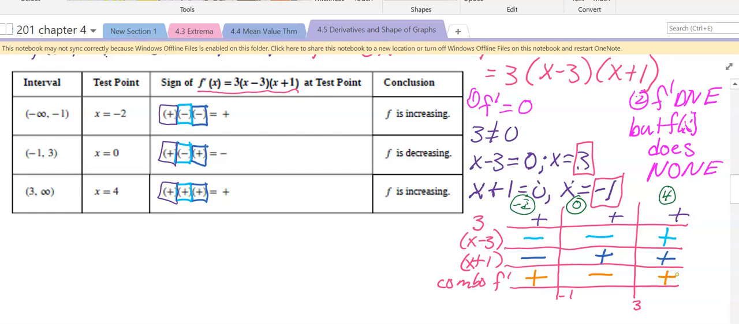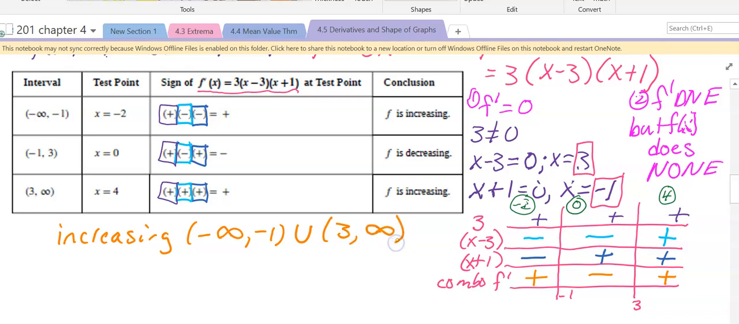This tells me that it will be increasing, or going uphill, over the following intervals, from -infinity up to -1, and again from 3 to infinity. It will be decreasing in between the 2 critical points, between -1 and 3.